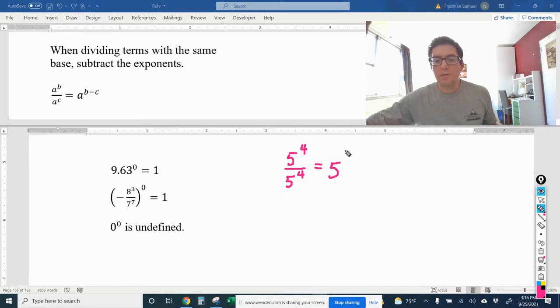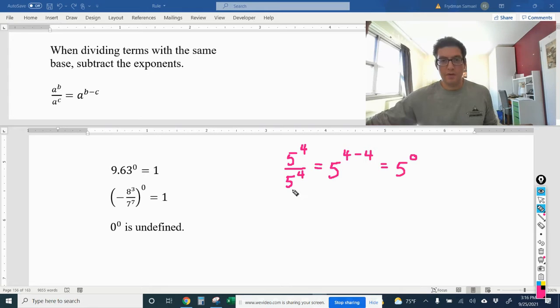So this exponent is 4, this exponent is also 4, so I'm doing 4 minus 4. What is 4 minus 4? 4 minus 4 is 0. So we just figured out based on this rule that 5 to the 4th divided by 5 to the 4th should be equal to 5 to the 0th power. But there's another way that we can evaluate this expression. Let me write it again.